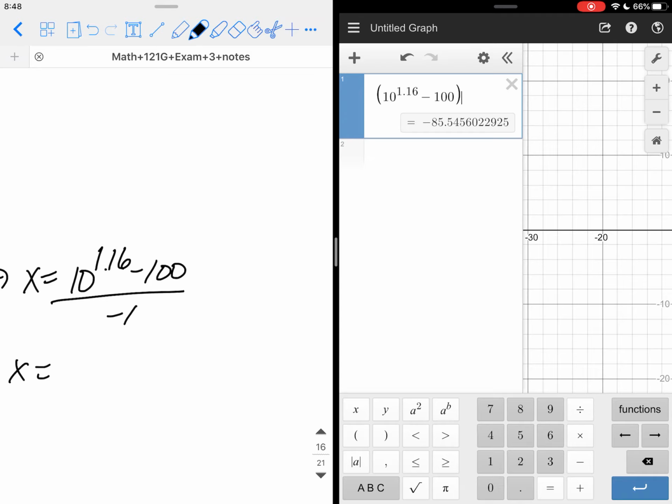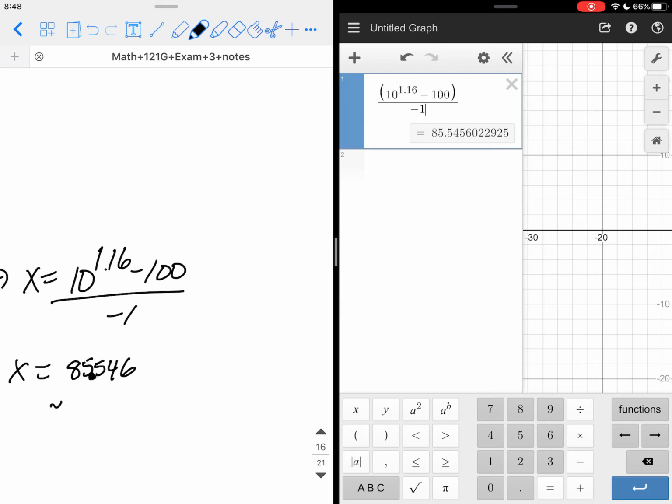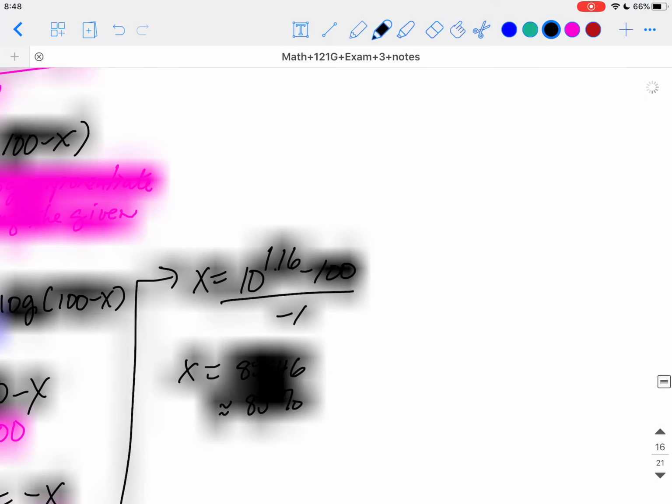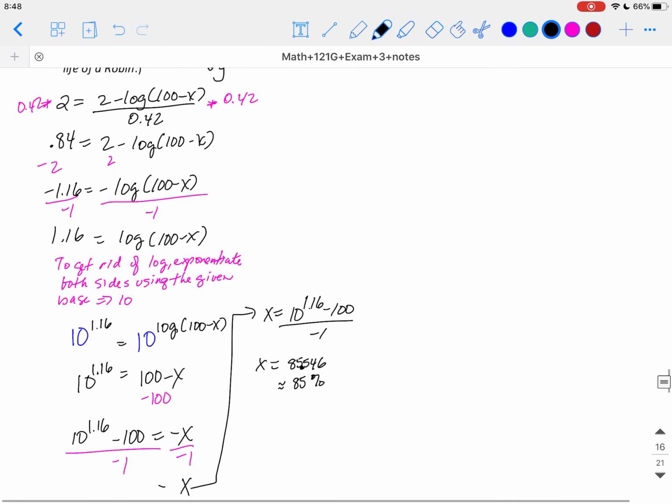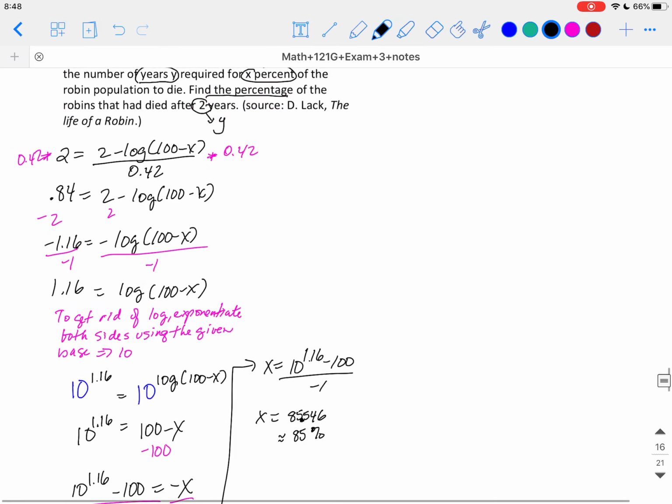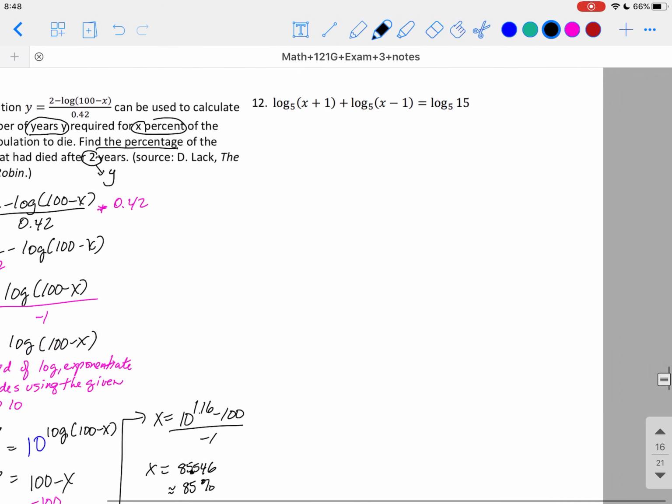Well, what the heck? I'm going to go ahead and put here the parentheses, the fact that I'm going to divide by a negative 1. And so I get 85.546, or about 85%. So in 2 years, we'll have 85% of the robins that had died after 2 years.